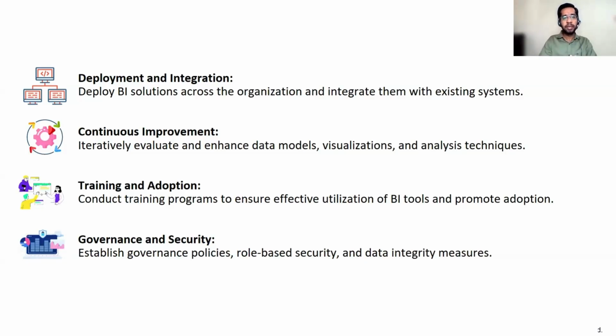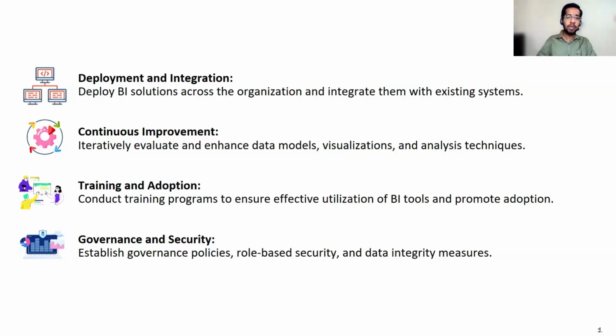The next step is training and adoption. Training and adoption are critical stages in the successful implementation of business intelligence solutions. This stage involves providing users with the training and support they need to effectively use these BI tools and insights in their day-to-day activities. Training may include tutorials, workshops, and documentation to help the users understand the capabilities of BI tools and how to leverage them to achieve their objectives.